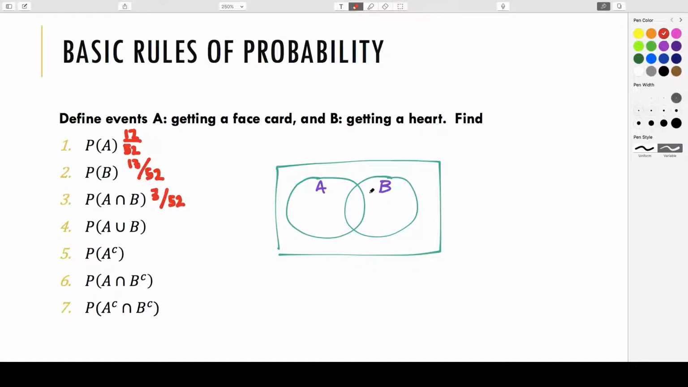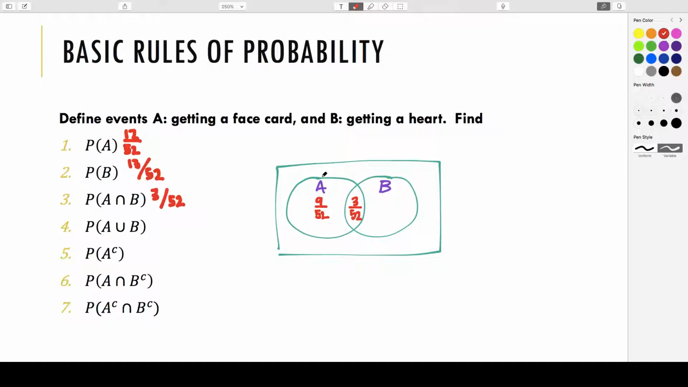Okay, what's the key? Where do I start? Middle. Always start in the middle. So what should go there? 3 out of 52. You got it. So then, what should I write under A? 9. Why 9? Because it's 12 minus 3. Good. We gotta subtract out the middle.